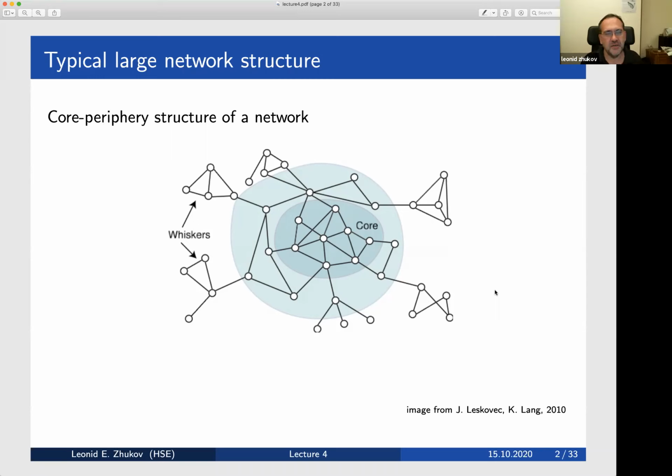So the question is, are there any ways to find that core structure? Because those hanging chains of nodes, sometimes it's actually very useful to be able to detect them and cut them out, and then focus on the core structure of the graph.